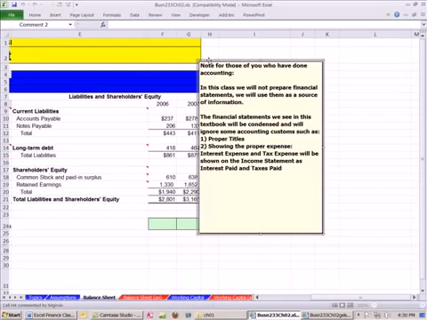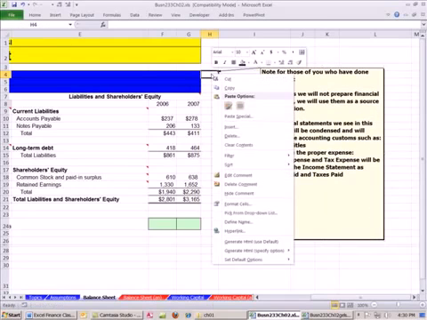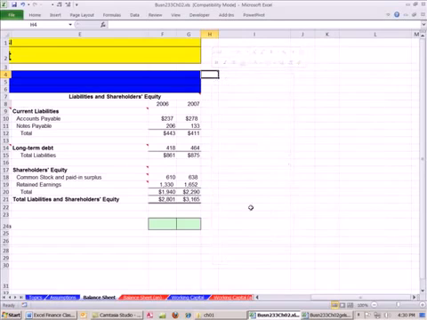If you want to move the comment, you can point to the edge and just click and drag. If you want to hide it, you can right-click Hide Comment.